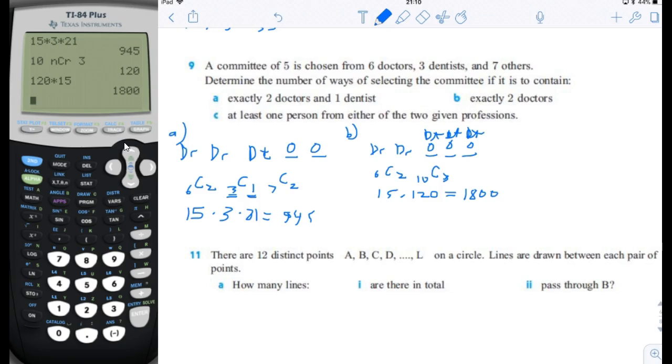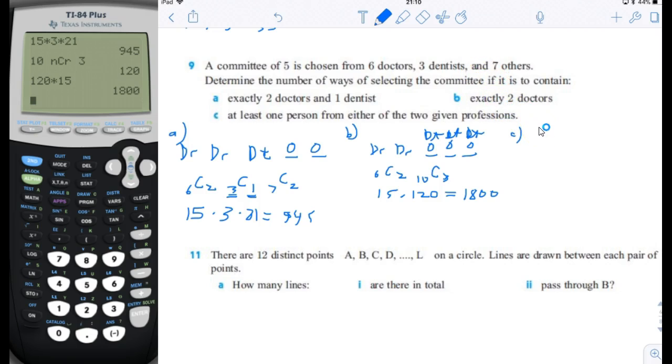Okay, that was B. C, at least one person from either of the 2 given professions. Okay, at least one person, not exactly one person. We need to think about this a little bit different way. A lot of times when you get one where it seems like, wow, how am I going to do this? There's like so many different ways for that to happen. I could have one dentist and 4 doctors, or I could have 1 doctor and 3 dentists, or, there's like so many different ways to do it.